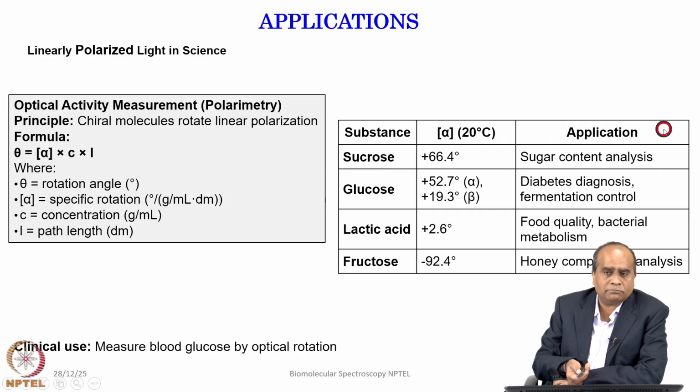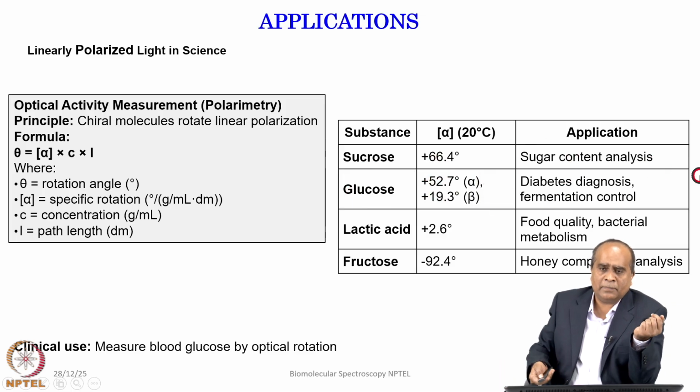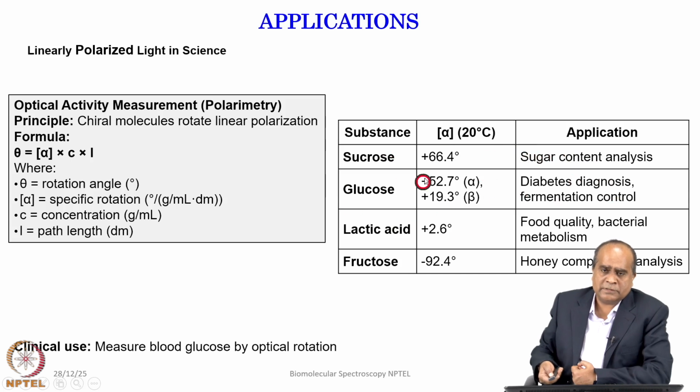So, you are drinking, say, a cold drink or soft drink, and it is written that not more than 20% or 10% sugar is there. How do you determine it? Optical rotation is an important tool which can be used for sugar content analysis. Another important component that needs to be detected is glucose. It has a specific rotation alpha of 52.7 degrees, and it is used in diabetic diagnosis. So, blood is taken and you can measure how much glucose is there in the blood.